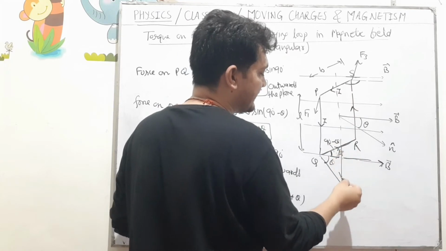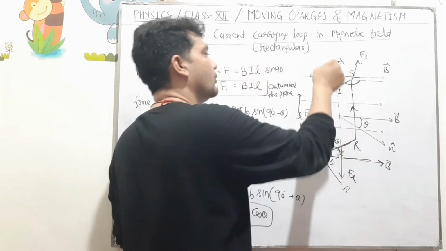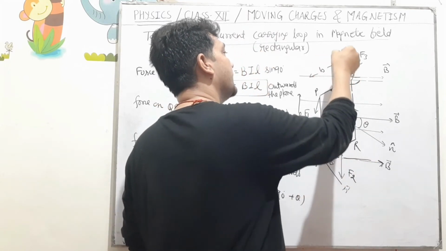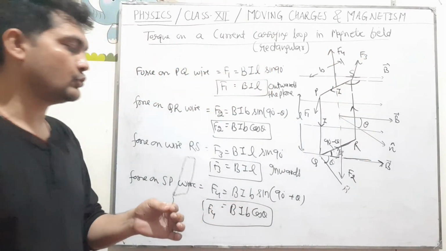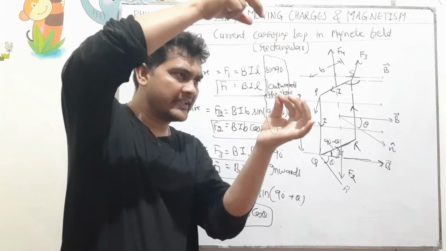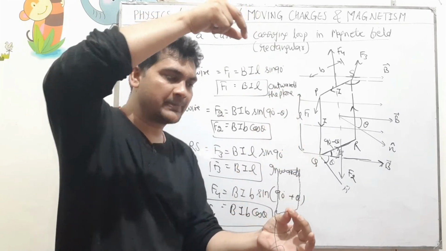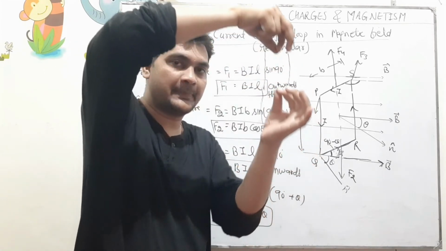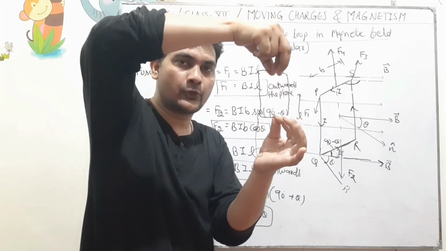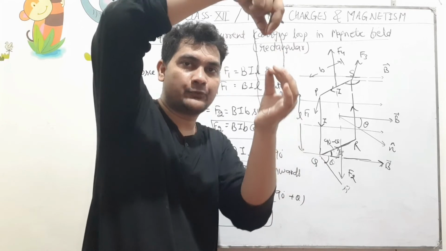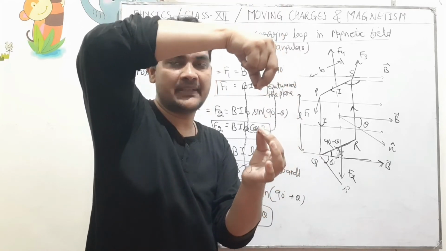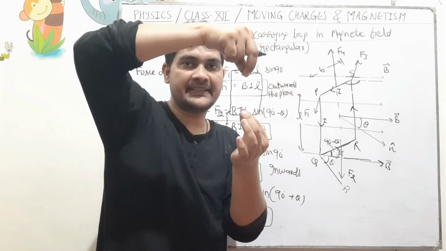It is downward in the plane of the loop, and the force F4 will be upward in the plane of the loop. So these two forces, F2 is downward in the plane of the loop, it tends to move the loop downward, and F4 is upward in the plane of the loop. Therefore these two forces will cancel each other. Force F4 is acting upward, force F2 is acting downward. They cancel in pair because they are in the same axis, in the same direction.